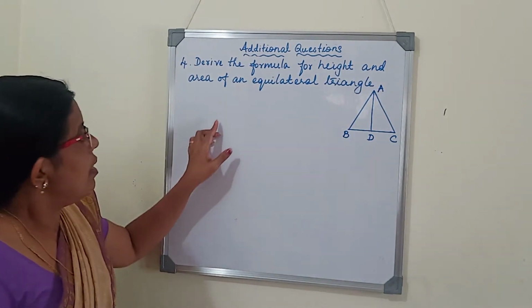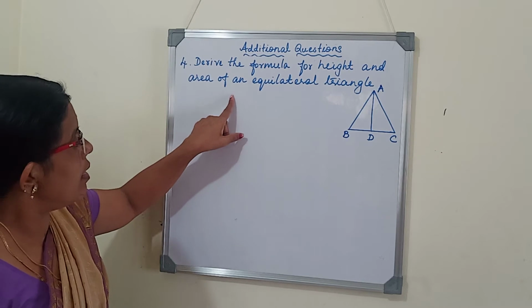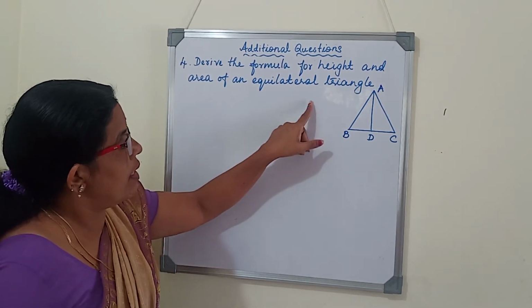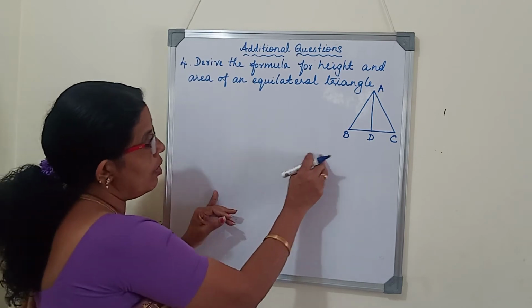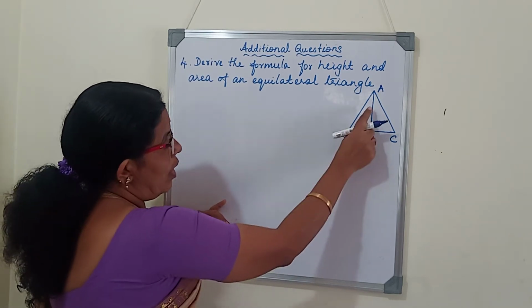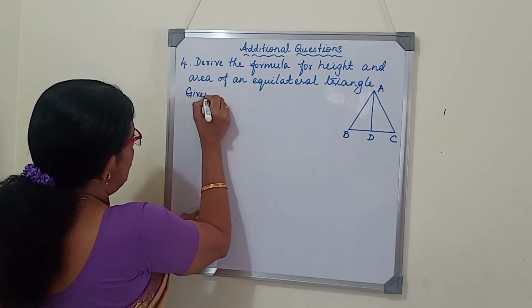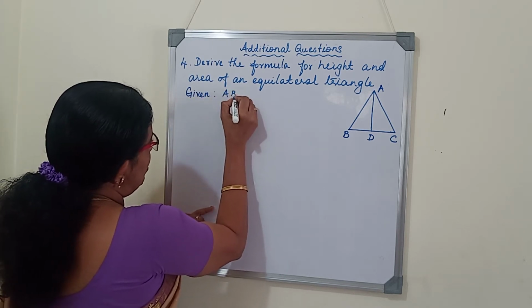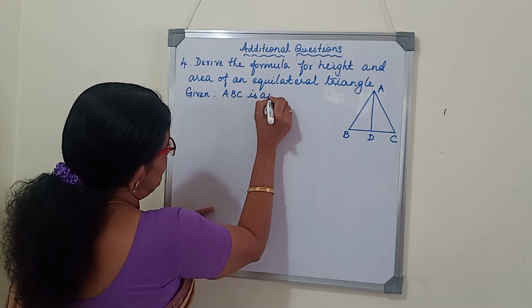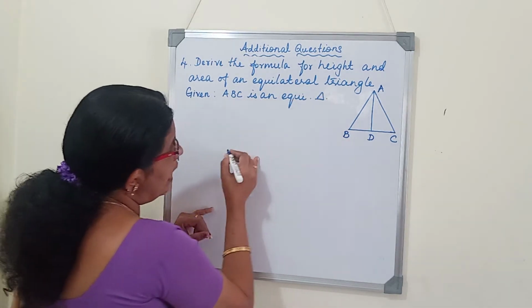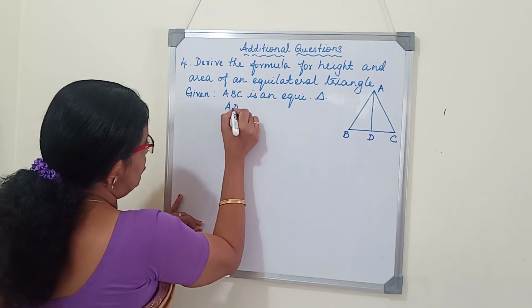Next question: derive the formula for height and area of an equilateral triangle. You all know that the area of an equilateral triangle is root 3 a square by 4. Now we are going to derive it. So ABC is an equilateral triangle and AD is the height.